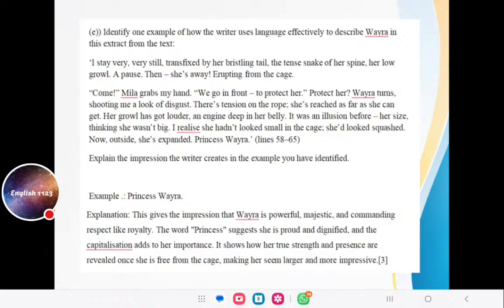It shows how her true strength and presence are revealed once she is free from the cage, making her seem larger and more impressive. Now, I can safely say that if I just write this, that this gives the impression that Vera is powerful, majestic and commanding respect like royalty, then that's done. After that, if I also write this, it shows how her true strength and presence are revealed once she is free from the cage, making her seem larger and more impressive.